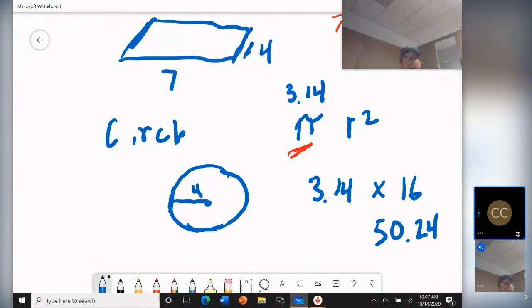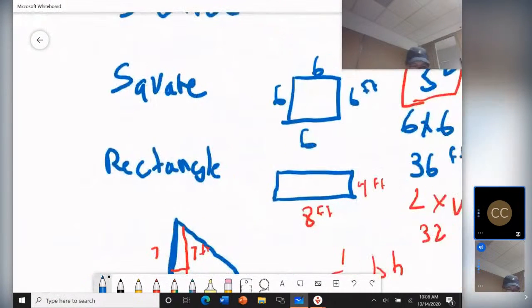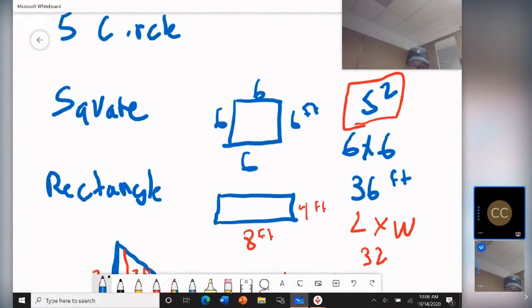Let's go ahead and kind of review what we did here. I'll go back up to the top. So the first one we had was a square. And the formula is s squared. So it's just one of these sides. They're all 6, so it's going to be 6 times 6, s squared. And the rectangle is going to be length times width. And that's going to be 8 times 4. So rectangle, L times W.